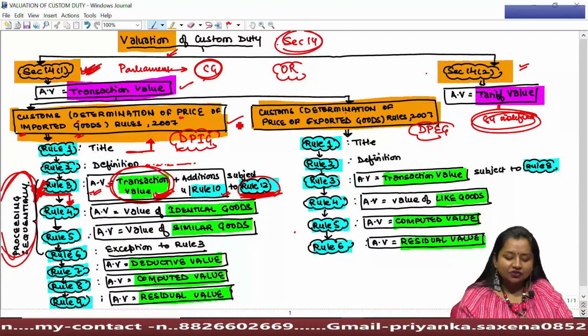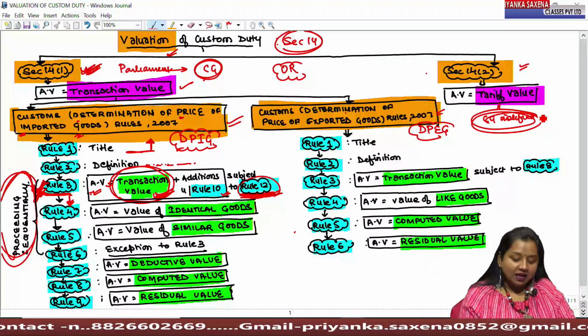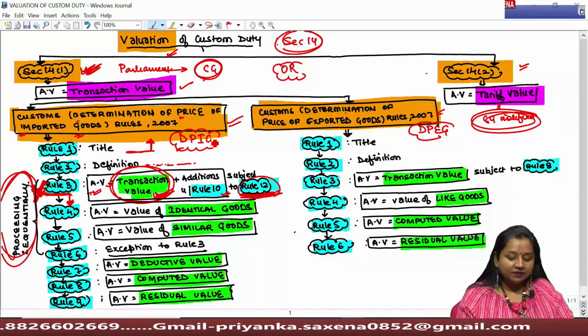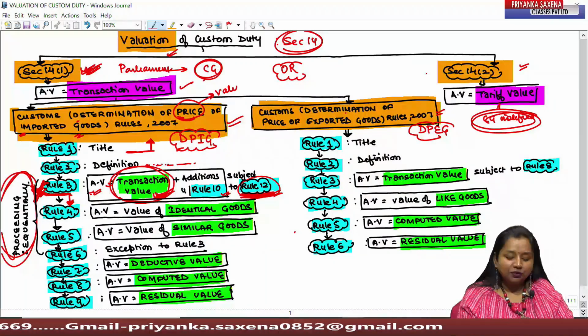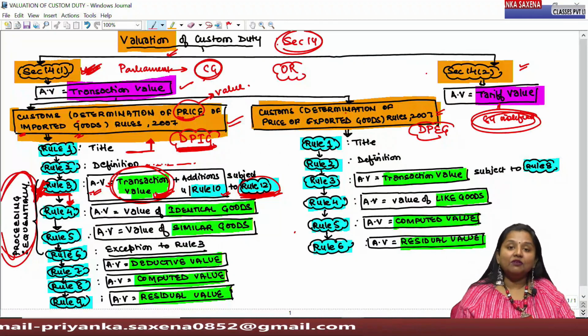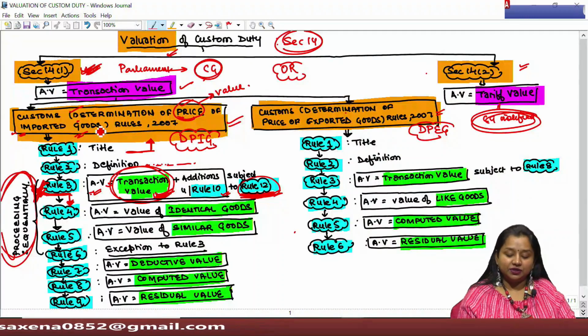The central government has introduced two different sets of rules, namely the Determination of Price of Imported Goods Rules 2007, or we can also consider this price as value of imported goods. Therefore, we also name these rules DPIG rules, where D stands for determination, P for price, I for imported and G for goods.